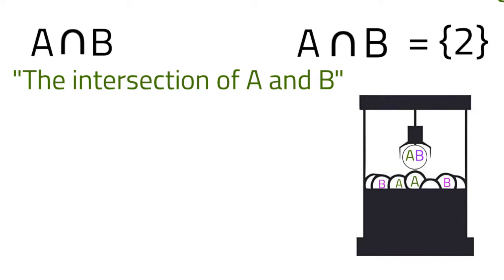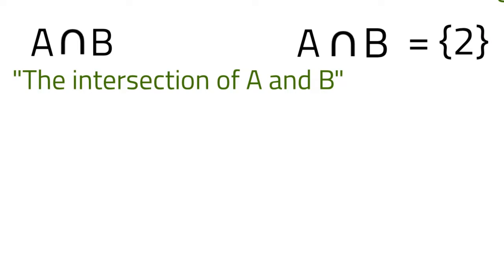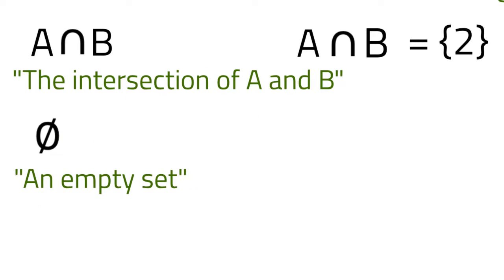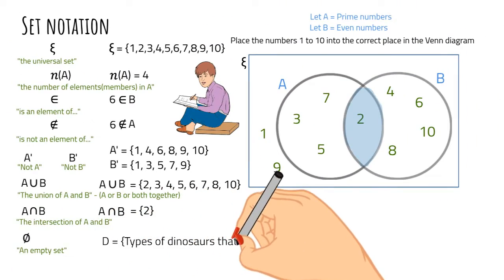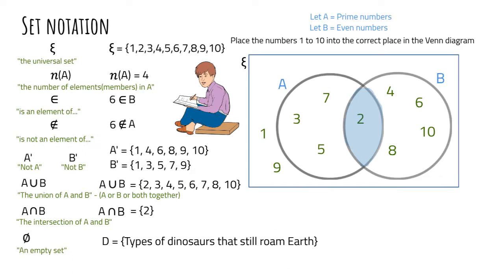I just have one more symbol to show you, and it's this one. It's nice and easy. It's a 0 with a line going through it, and it means an empty set. There are no empty sets in our previous example, so I'm going to give you a new example. Let D equal the types of dinosaurs that still roam Earth. Well, D is an empty set because, as far as we know, all dinosaurs are extinct.